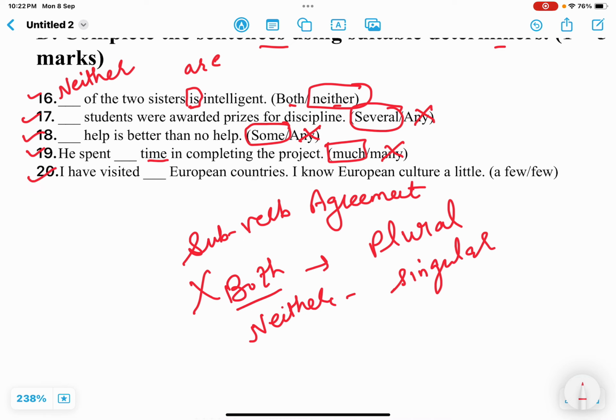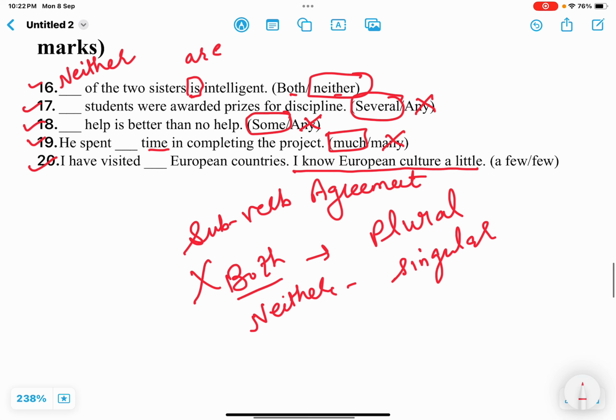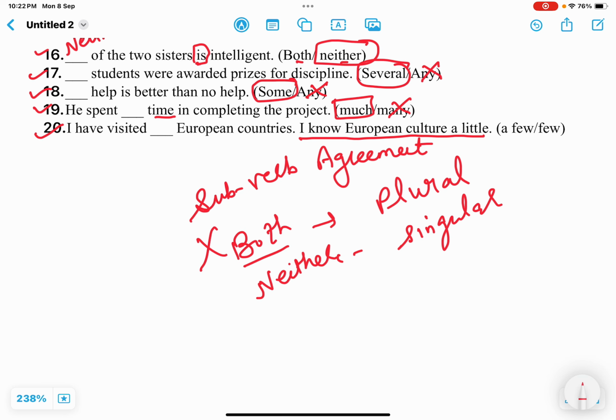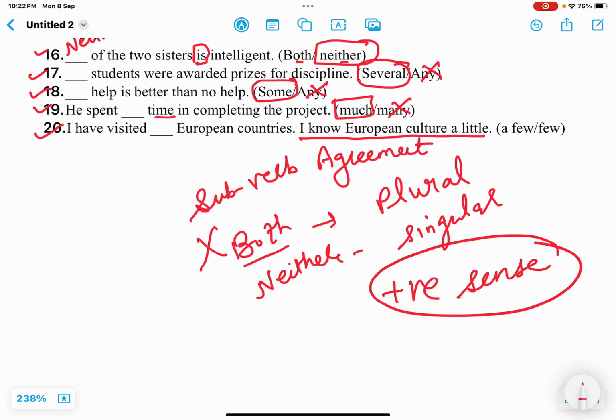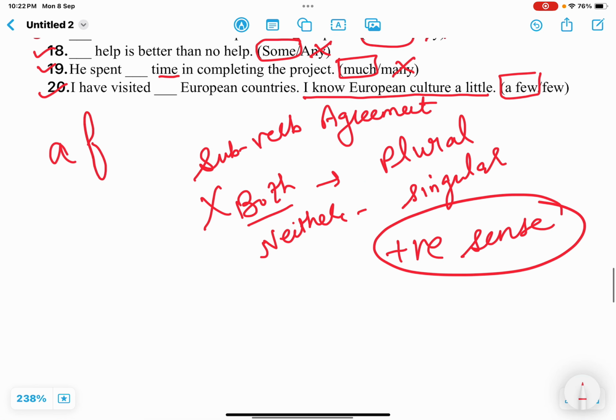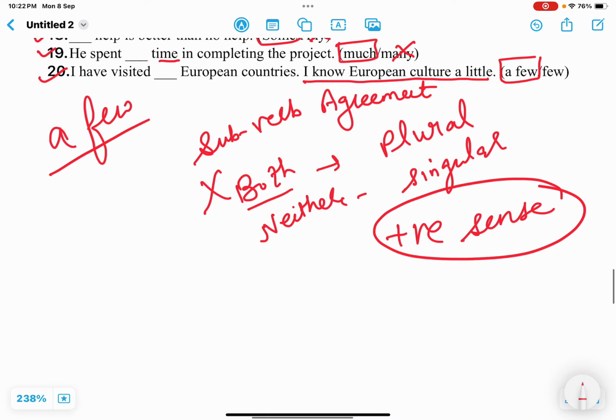Last one is, I have visited dash European countries. I know European culture a little. Do focus on this sentence. I know European culture a little. That means the person who is talking here knows about European culture. That means he had visited some of the European countries. That means positive sense. And if it is positive sense, then we are to use a few. So the correct answer is a few. I have visited a few European countries. That's why he knows European culture a little.